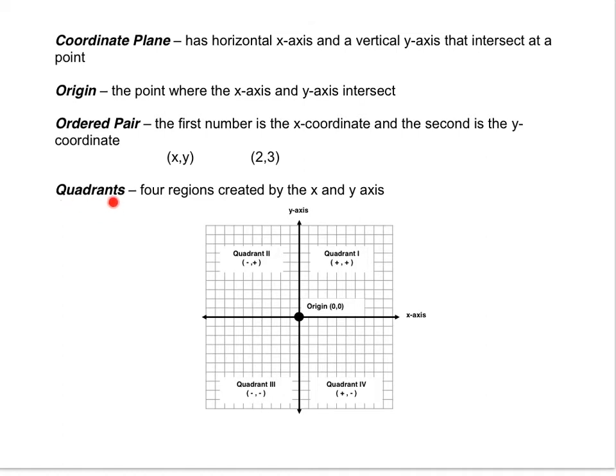The quadrants are the 4 regions created by the axes. So we have quadrant 1, where both the x and the y are positive. We have quadrant 2, where the x is negative and the y is positive. We have quadrant 3, where both x and y are negative. And quadrant 4, where x is positive and y is negative. So be sure to write all of this down into your notes.